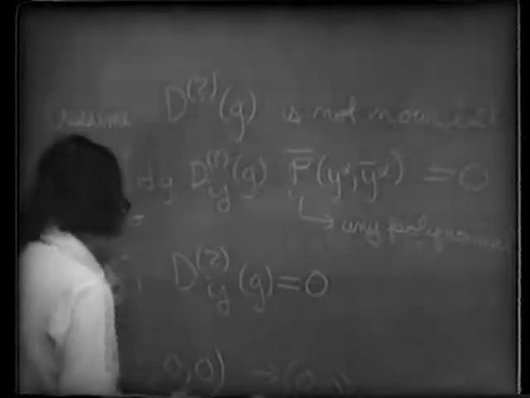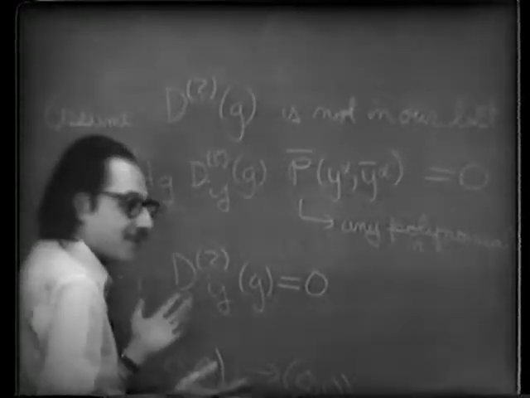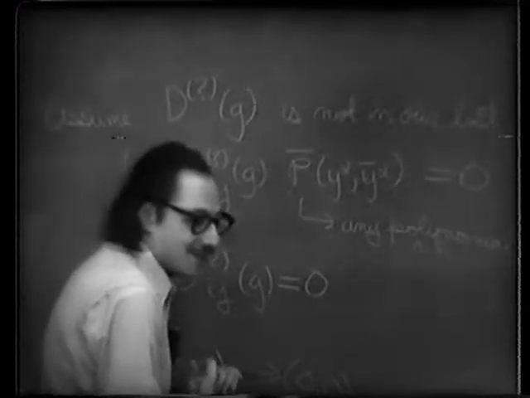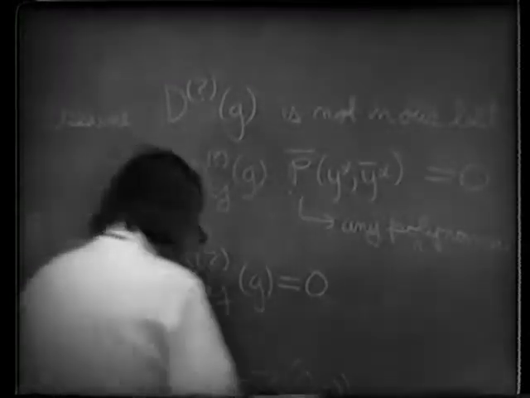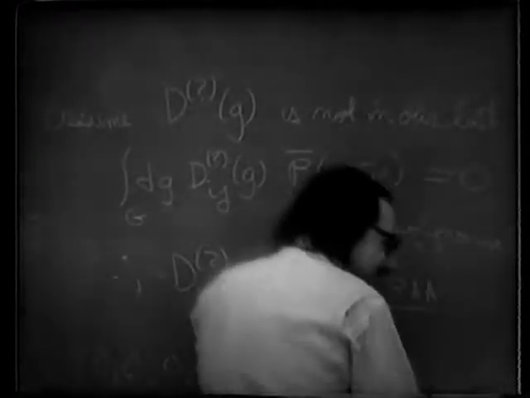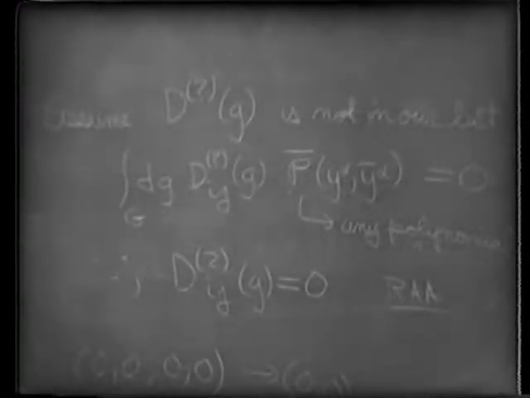But this can't be a representation because, in particular, a representation must be equal to 1 when G equals the identity element. Reductio ad absurdum. Proof of the theorem. End of the mathematics part of the lecture.